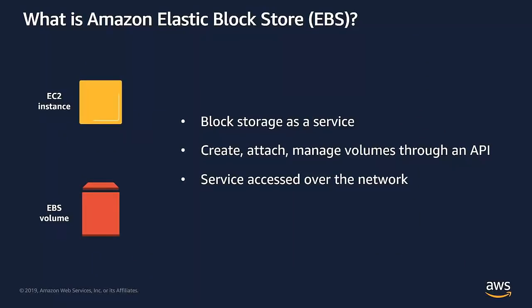Amazon EBS is block storage as a service. With an API call, you configure block storage volumes and attach those volumes to EC2 instances. Volumes can be up to 16 terabytes in size, and EBS provides several volume types to meet the performance needs of your applications. EBS is a service that is accessed over the network, providing you with a number of benefits that we'll discuss in the next few slides.